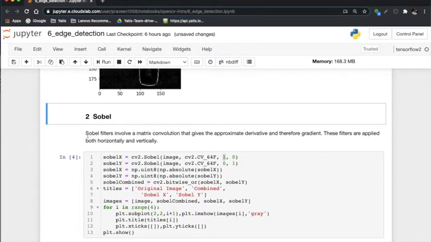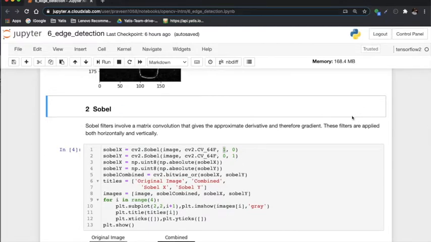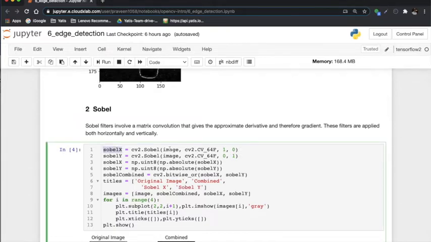Okay. The next type of filter is the Sobel filter, which involves identifying the first derivative and then finding the point at which the first derivative is maximum. These filters need to get applied both horizontally and vertically. So that's what we see here. We need to get a Sobel X where we've applied the Sobel filter on the image, converted that to 64-bit float, and the third parameter here has to be 1, and the fourth parameter has to be 0. Similarly, for the output of the Sobel filter across the y-axis, the third value is 0 and the fourth value is 1.